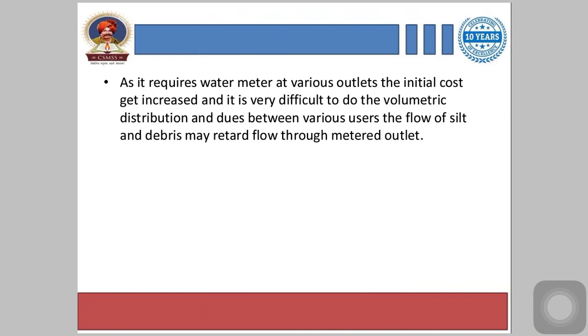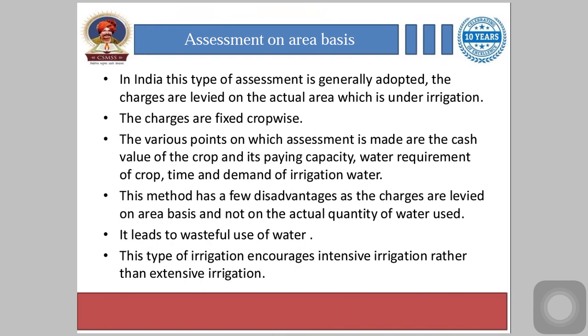So as it requires water meters at various outlets, the initial cost for the water meters increases, and it is very difficult to do the volumetric distribution and dues between the various users, and the flow of silt and debris, which I told you previously, may cause obstruction in the flow of water.